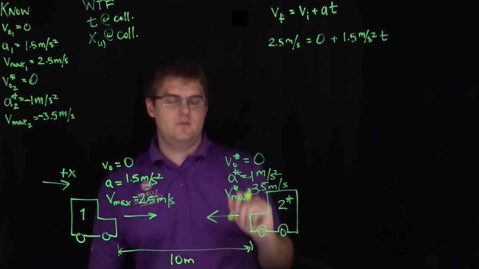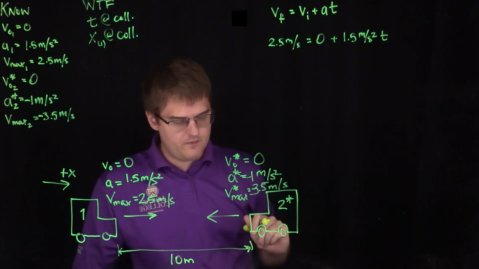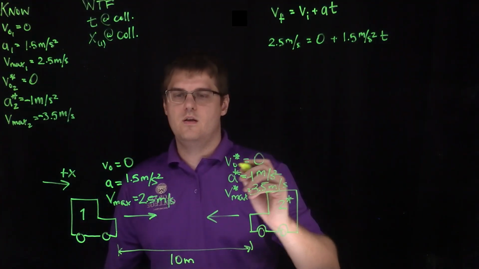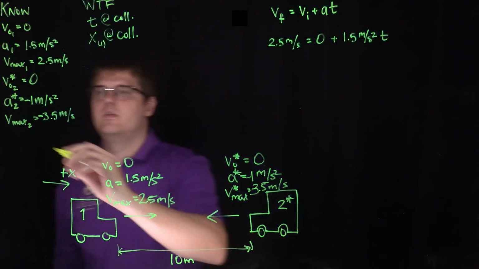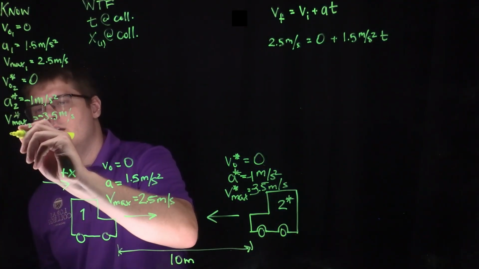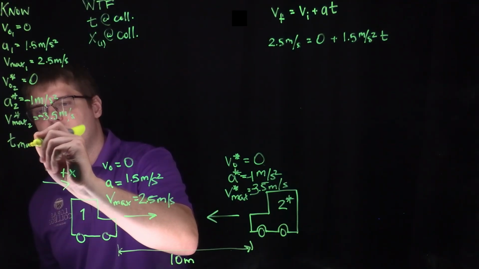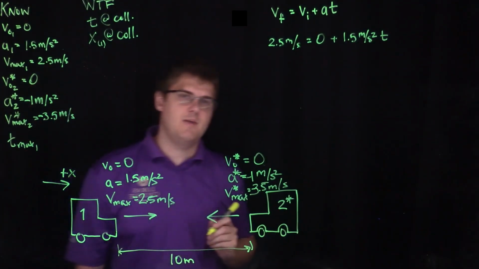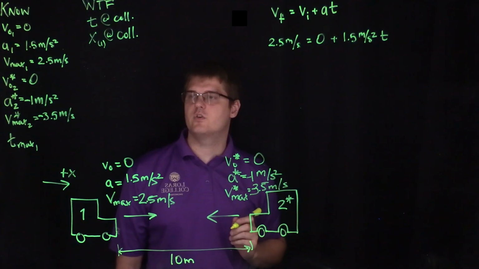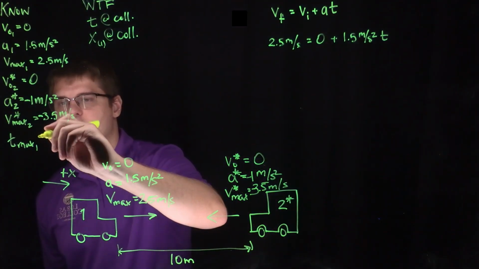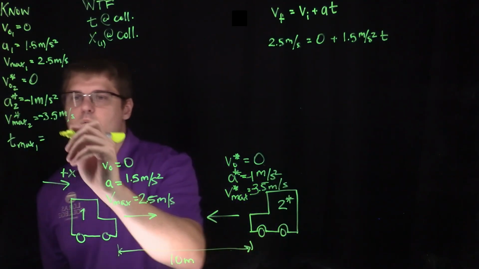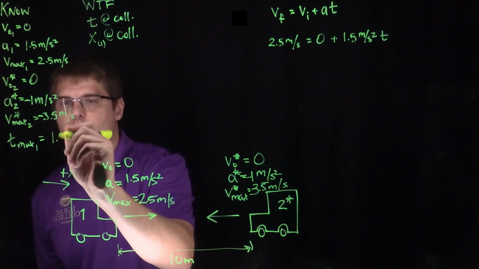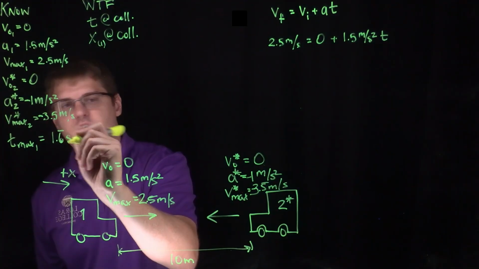So dividing 2.5 by 1.5 will get me, we'll call this, I gotta add my star, T max 1. So this is the time that it takes to get the first tractor to the maximum position, is going to be 2.5 divided by 1.5, which is 1 2/3 or 1.6 repeated seconds.